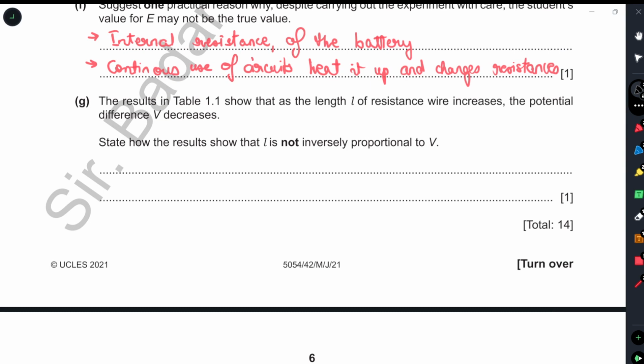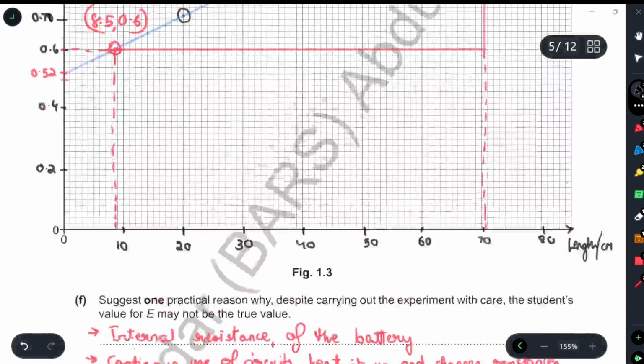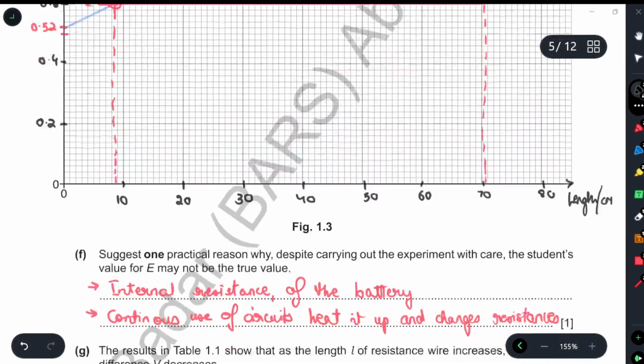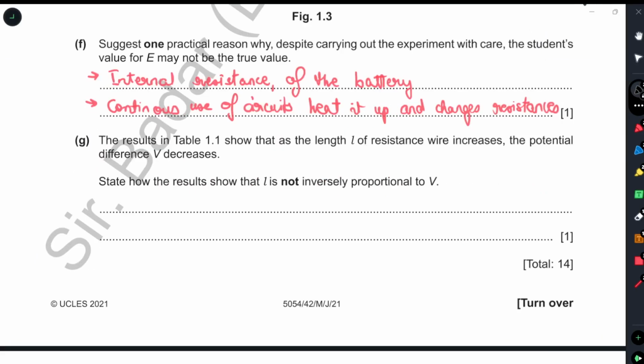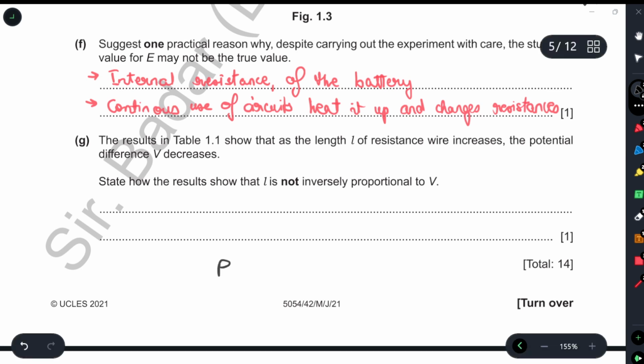The results in table 1.1 show that as the length L of resistance wire increases, the potential difference V decreases. So if we increase length, the potential difference V decreases. State how the result shows that L is not inversely proportional to V. There will be many ways for this. If we draw a graph of 1/V against L, it does not pass through the origin. The graph that we drew does not pass through the origin.